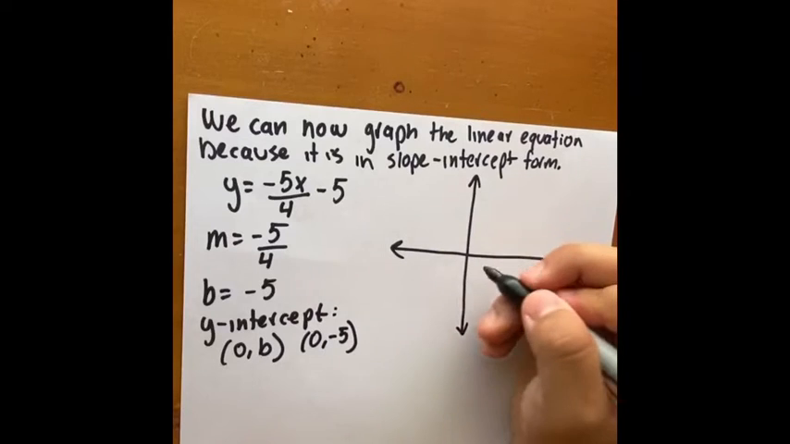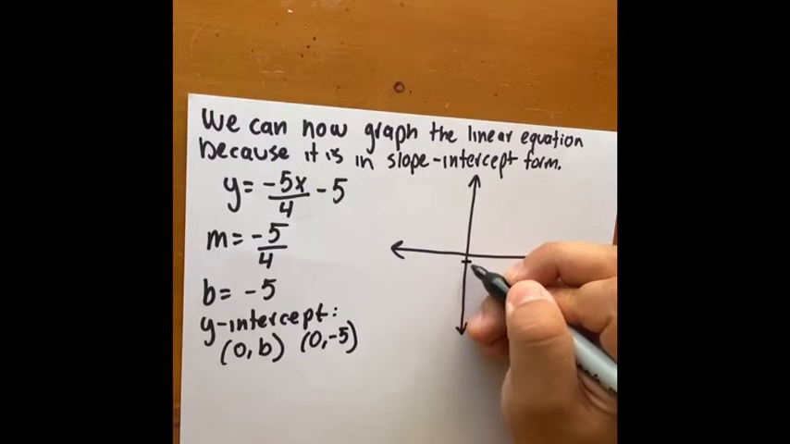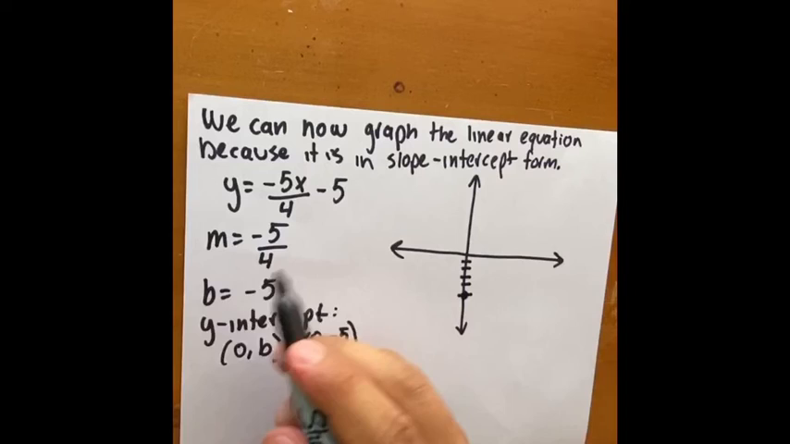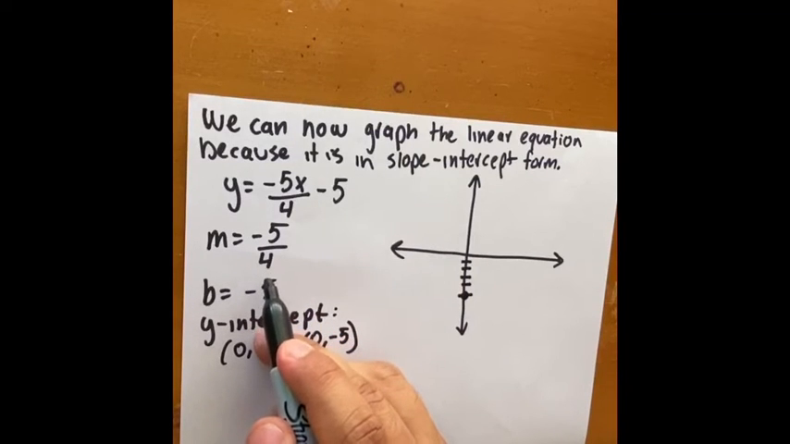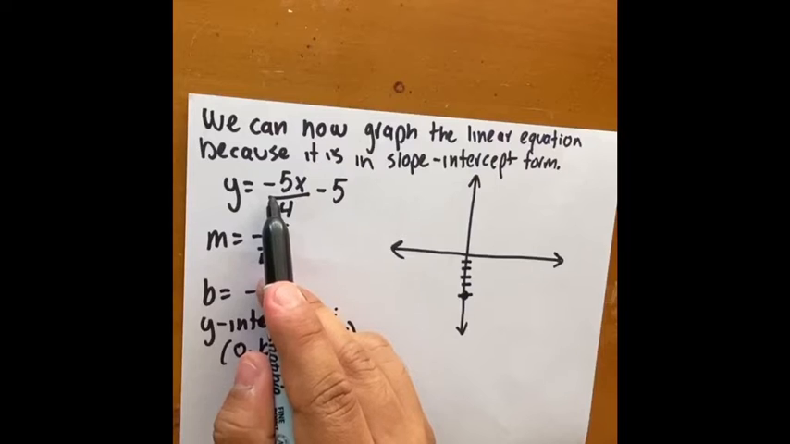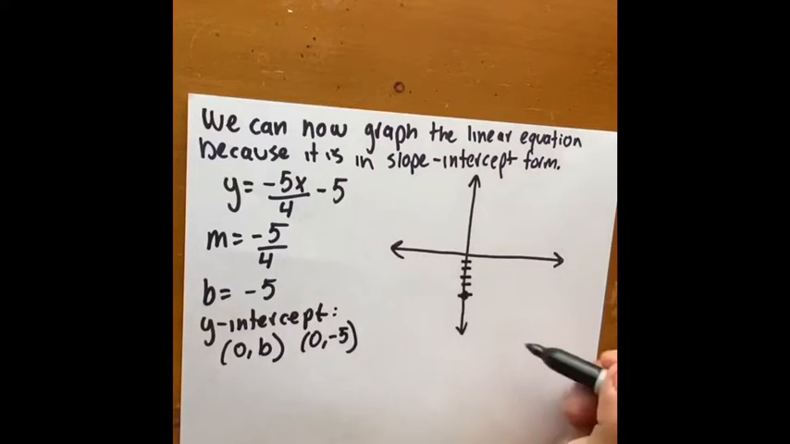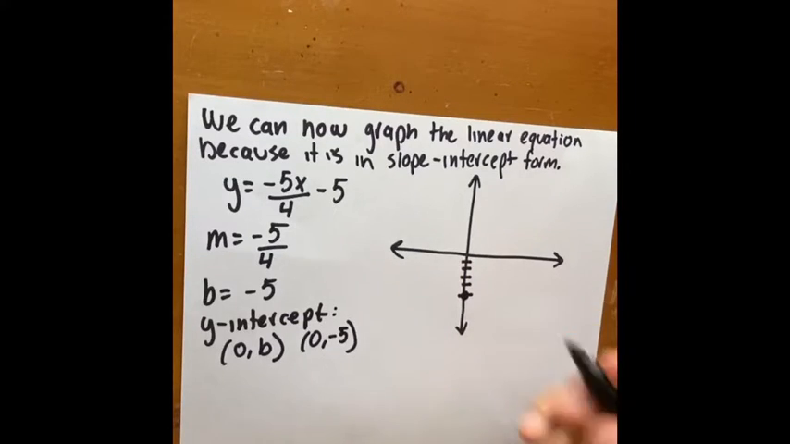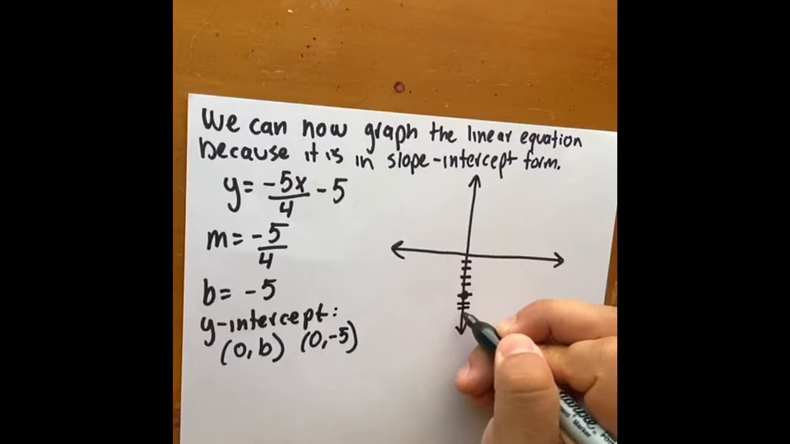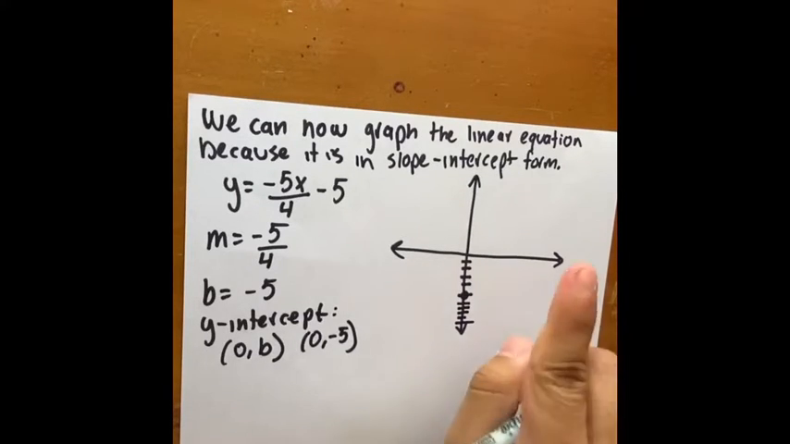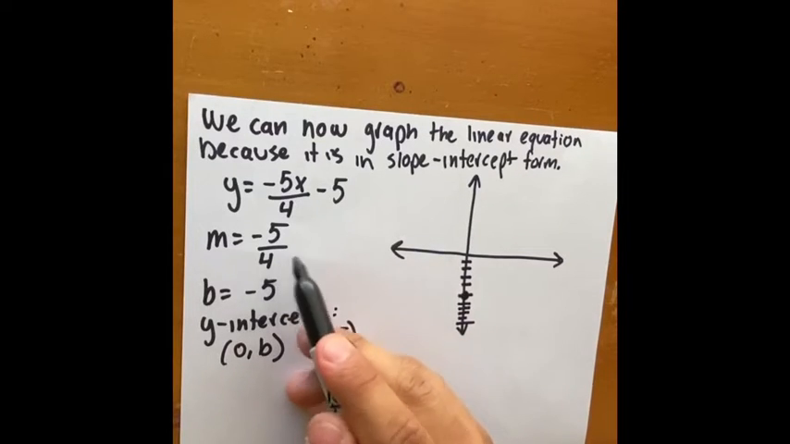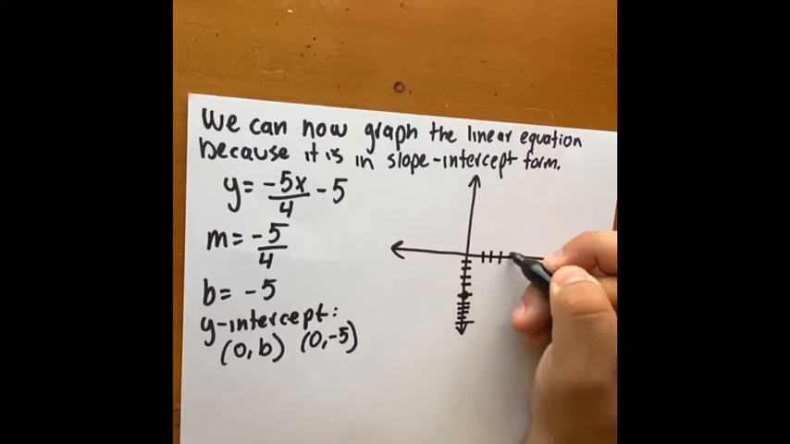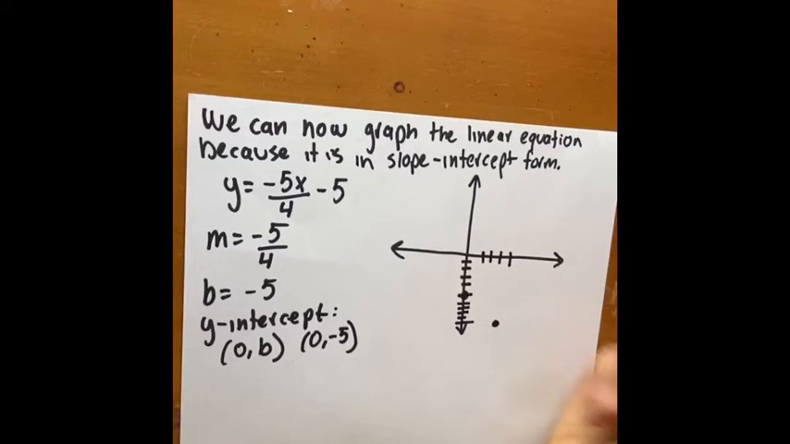So I'm going to plot that point, 0, comma negative 5, 1, 2, 3, 4, 5. There's my y-intercept. And using my slope of negative 5 over 4, my slope here tells me that I have a negative slope, so I'm going to go down. So instead of going up, since I have a negative slope, I'm going to go 5 units down. 1, 2, 3, 4, 5. And I'm going to run 4 units to the right. 1, 2, 3, 4. So my point is right here.